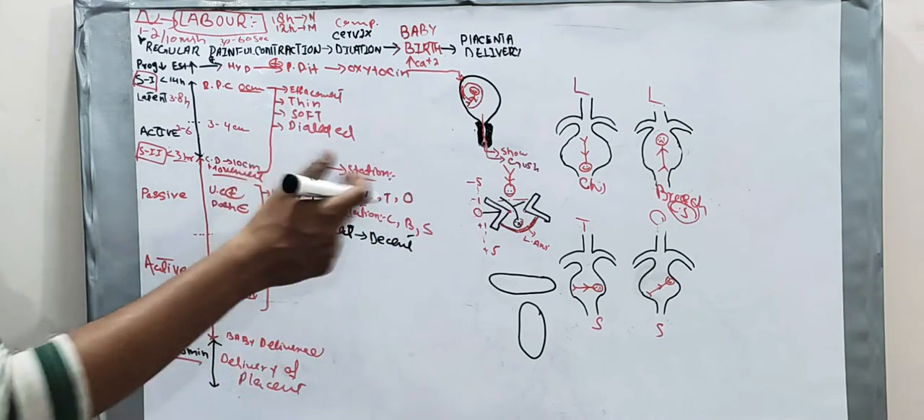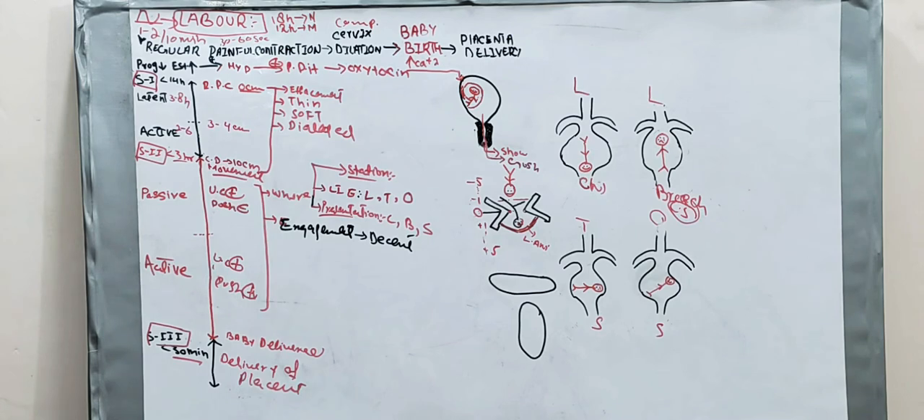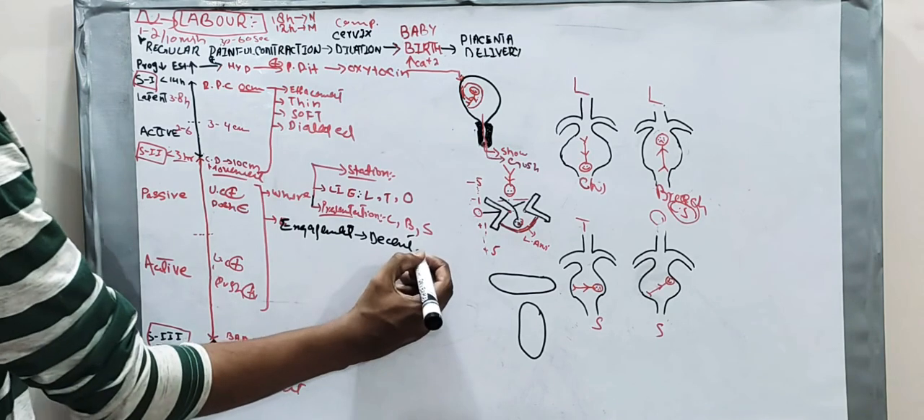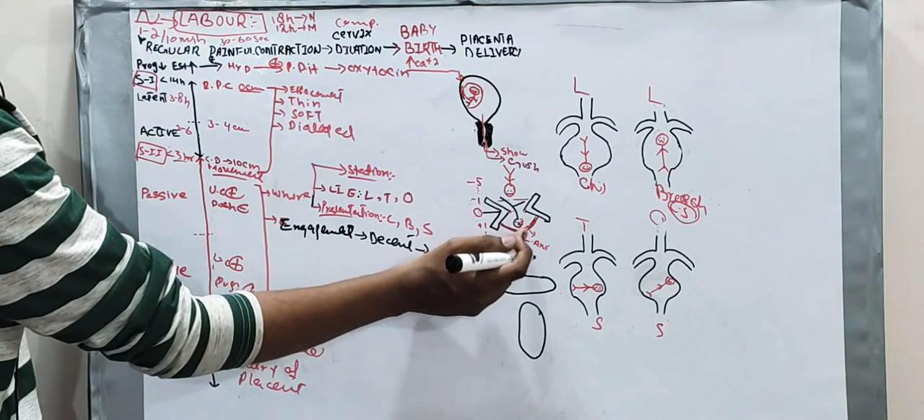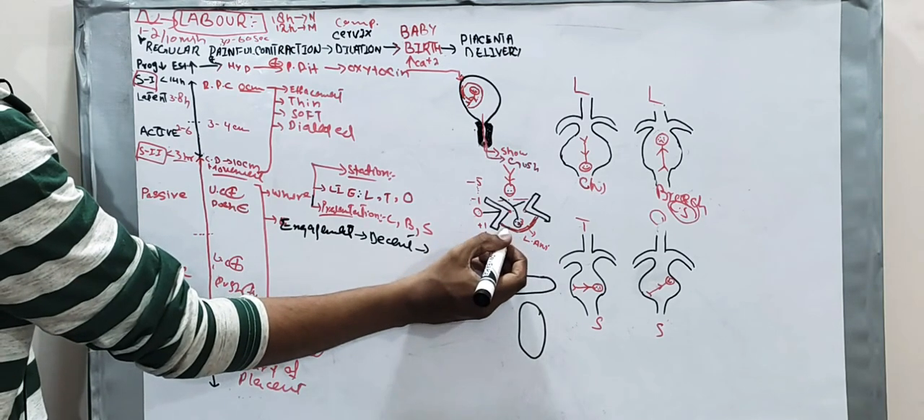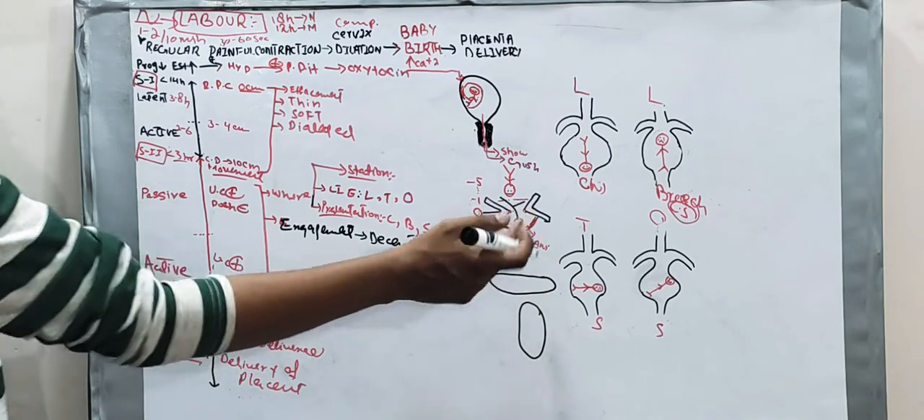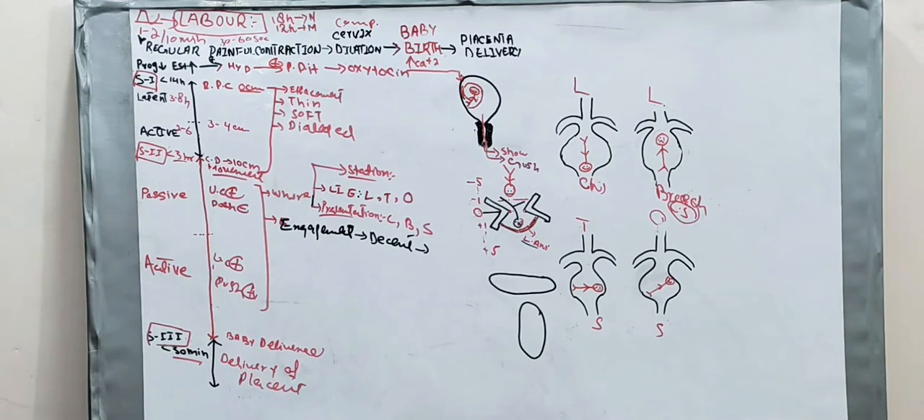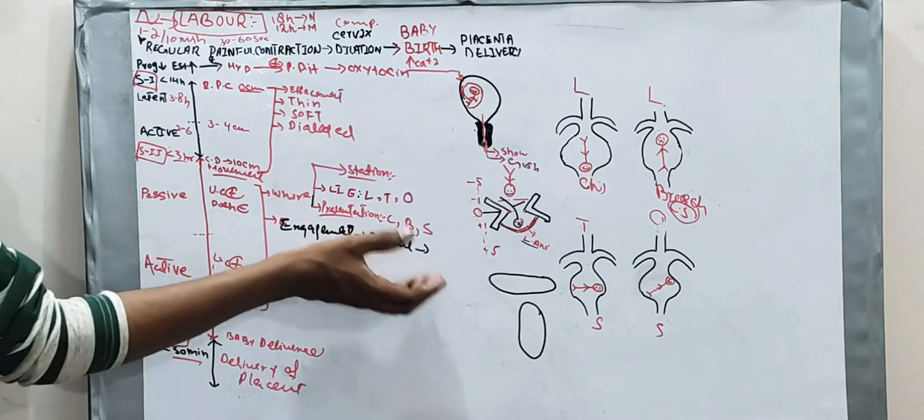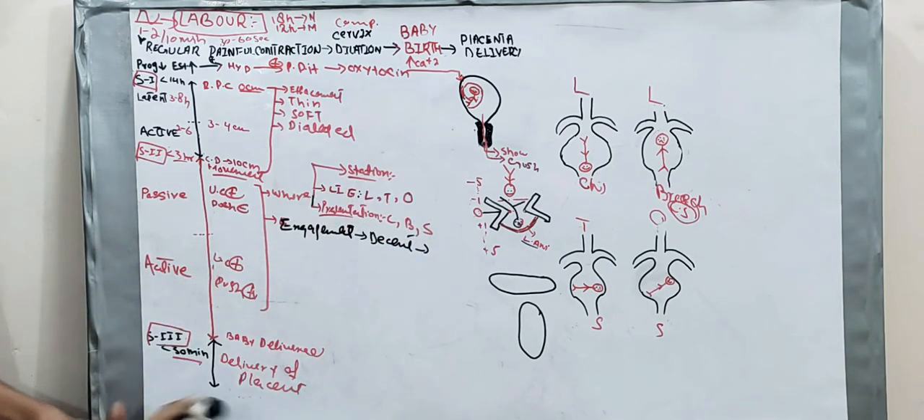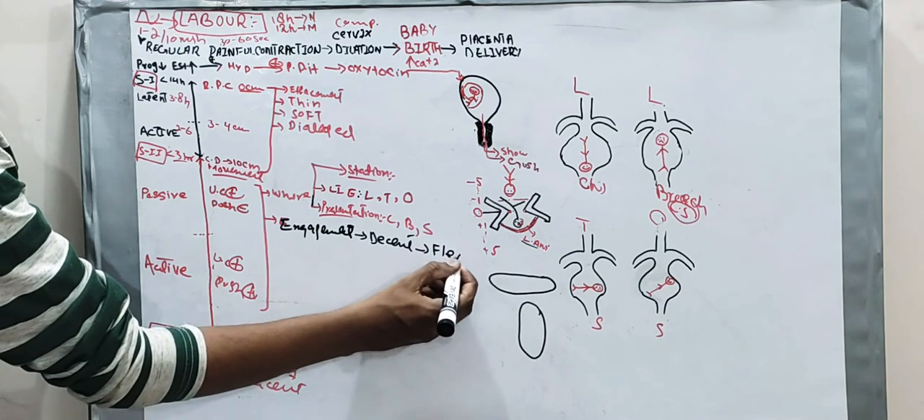This is the mechanism of labor. After the descent, when the baby reaches the pelvic outlet, which is formed by this floor of levator ani muscle, it meets some resistance, and along with the resistance, to decrease the diameter, it will flex the head. So the next movement will be flexion.